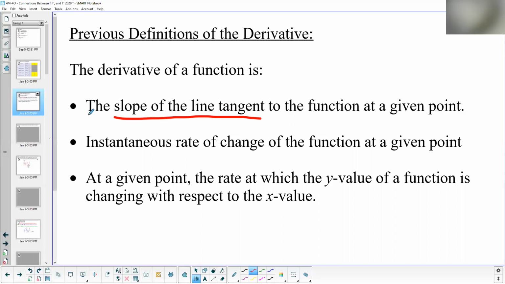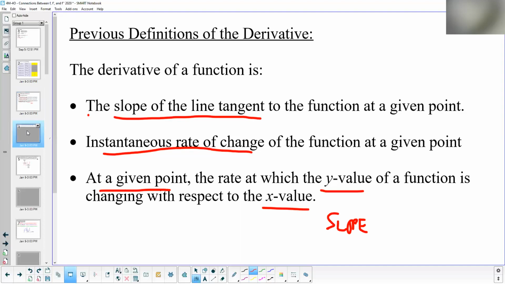So the second thing we talked about the derivative is it's an instantaneous rate of change. So you look at a function and ask, what is the rate of change at that specific moment? And that's what the derivative finds for you. So the instantaneous rate of change. And a third way is, at any given point, how much is the y value changing with respect to x? And essentially that is just slope. Remember, slope is just rise over run, change in y over change in x.